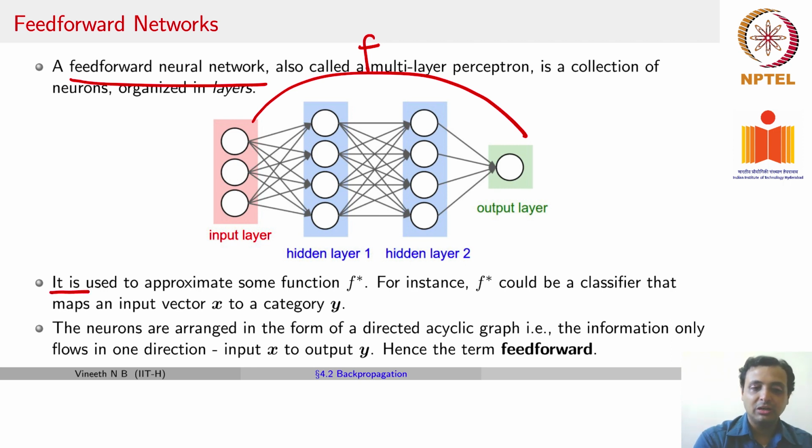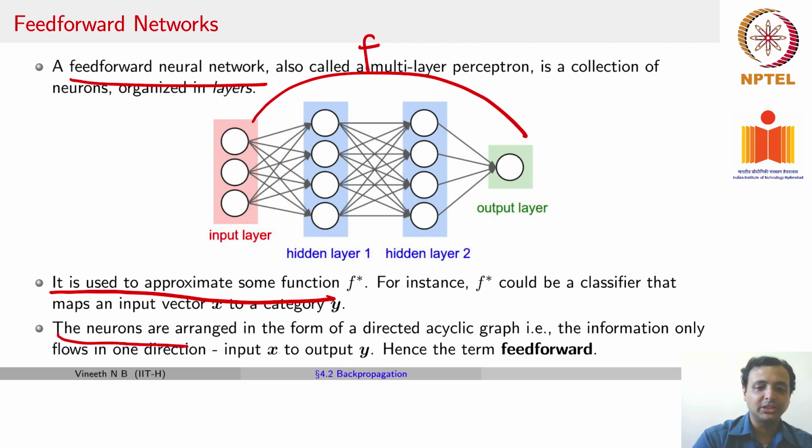As I just mentioned, a neural network is typically used to approximate some function f star. F star is the ideal function that, in machine learning, given an input, can assign the correct label for that particular input. So f star could just be a classifier also, and through the neural network, we'd like to approximate this function f star.